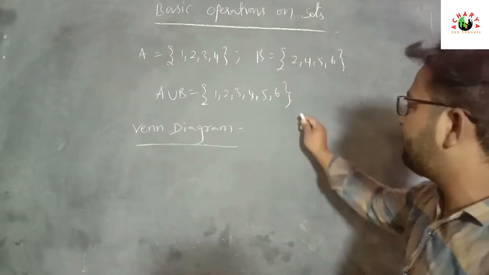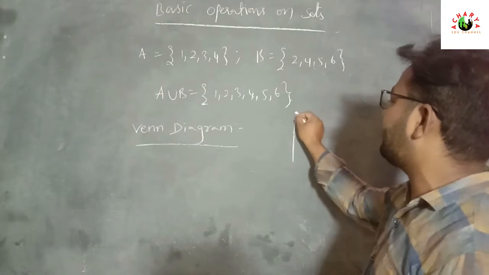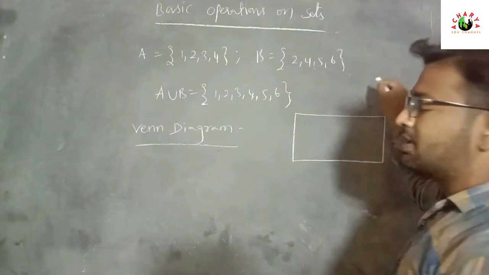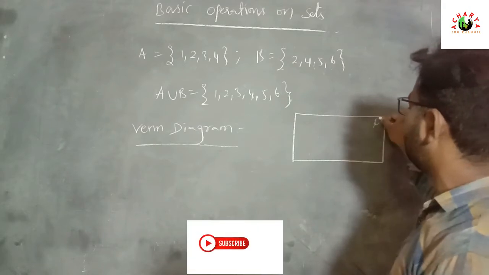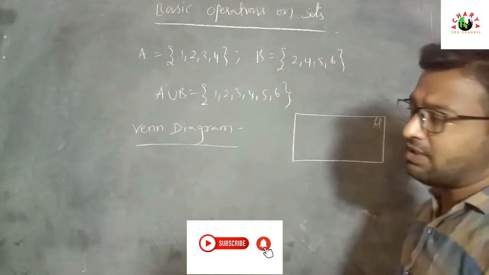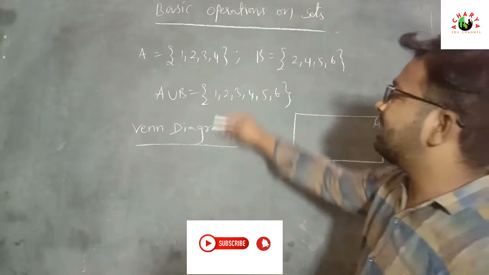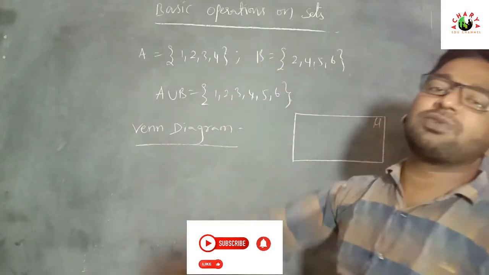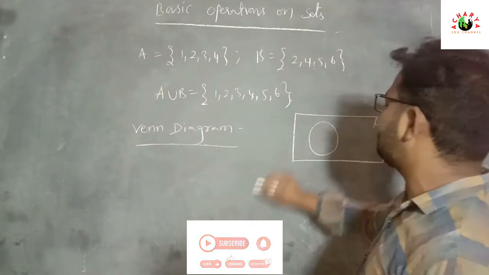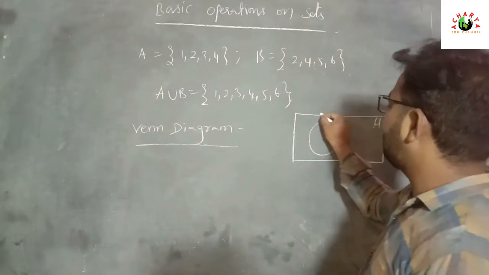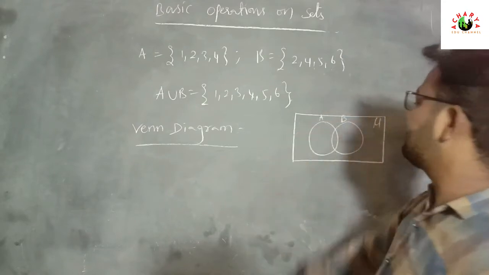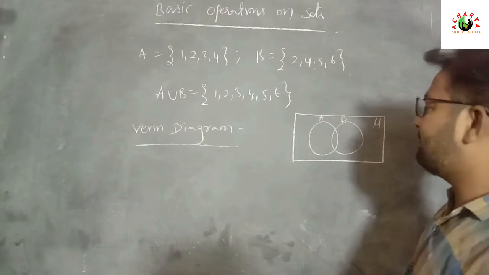For the Venn diagram, basically, first we should draw a rectangular box. This is the universal set, represented by the mu symbol. And here, two sets are given, so we are using two sets, A and B. This is the representation of set A, and this is set B.